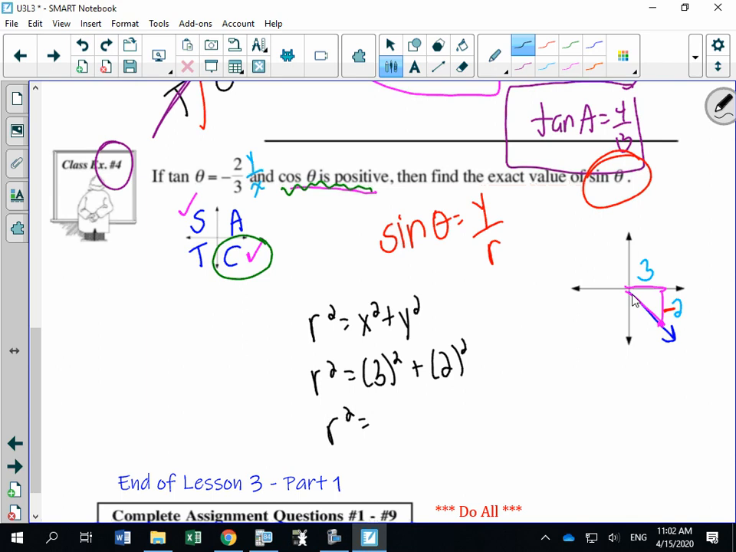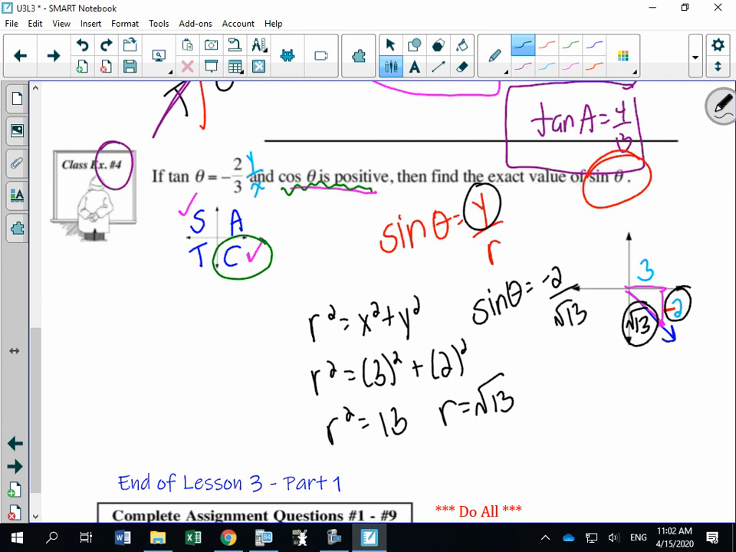So 9 plus 4 is 13. And then r is equal to the square root of 13. Remember that we're dealing with radius, which is always going to be a positive distance. So I'm not going to write plus or minus, right? Because my radius has to always be positive. So if sine of theta is y over r, I could now figure out what the sine of theta is. Sine is y over r.